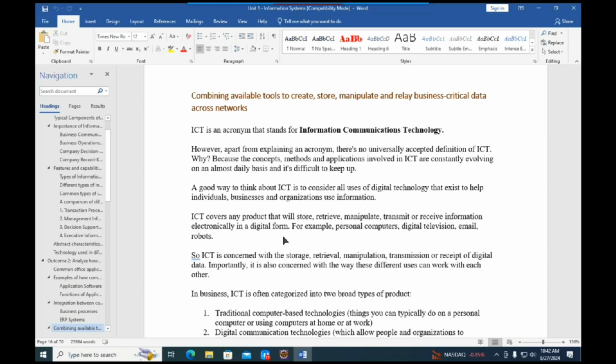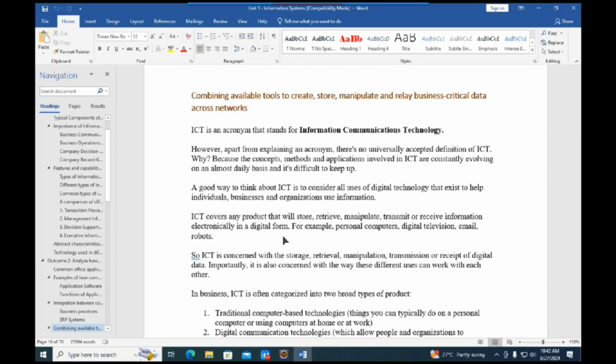We don't have any universally accepted definition of ICT. The reason is that the concepts, the methods, and the implications involved in ICT are evolving and changing on an almost daily basis, so it's really difficult to keep up with the changes. So we don't have a globally agreed upon definition of information communication technology. So we have to think of it in a good way.